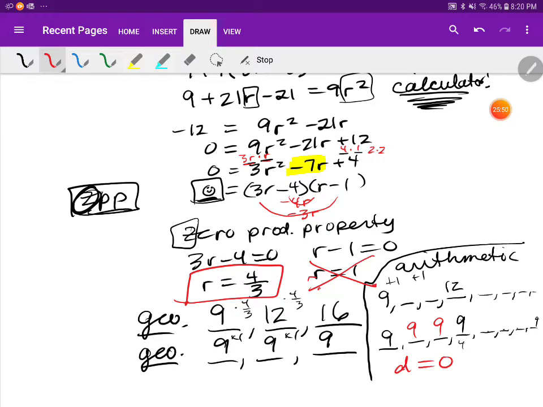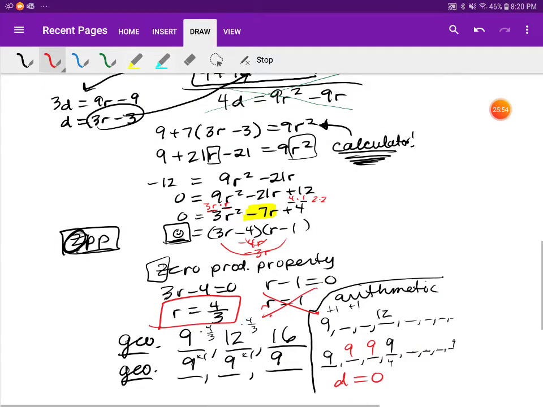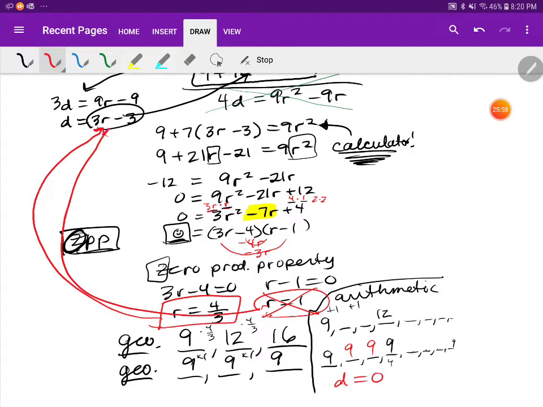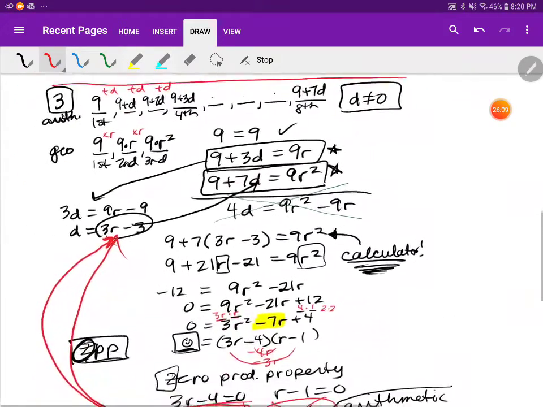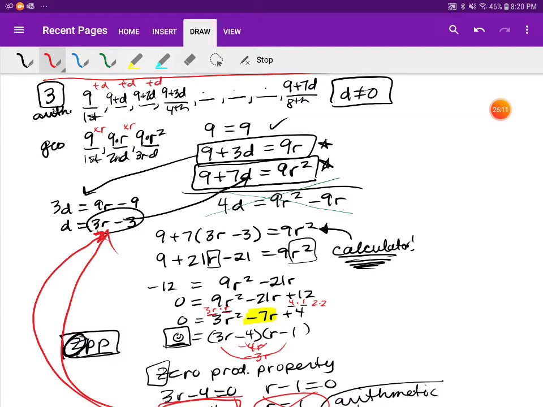I could have also substituted back into one of the equations. That probably would have been smart, right? I could have plugged this r back in up here, and when I plugged that r back in there, I would have gotten d equals 0. We would have tossed it out. So r equals 4/3 is the actual answer. Very interesting. Very cool. Okay, we're at 26 minutes. I'm only on number 3. But hey, we learned a lot past just those 3 questions.